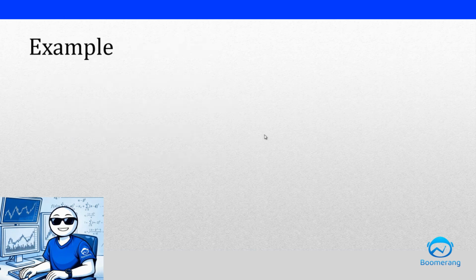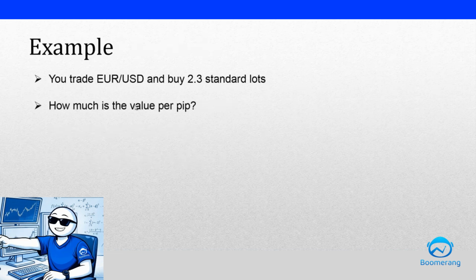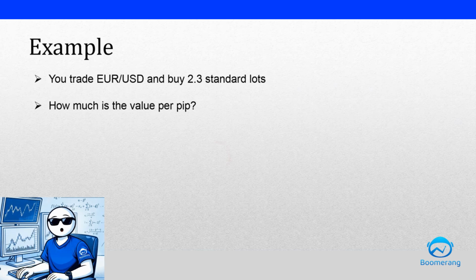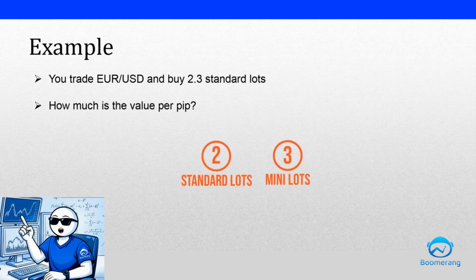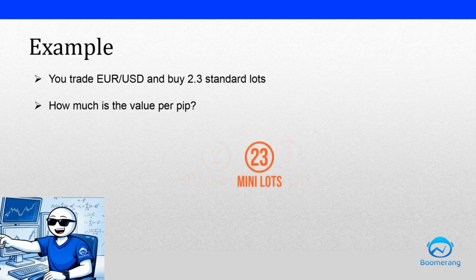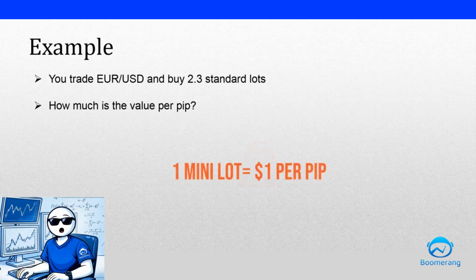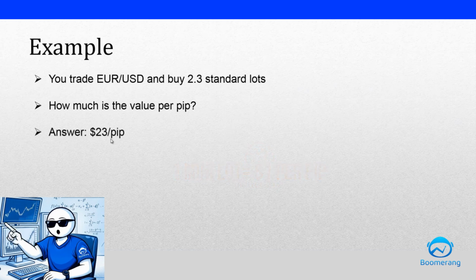So let's have a look at an example. You trade Euro USD and buy 2.3 standard lots. How much is the value per pip? You know that 2.3 standard lots equals 2 standard lots and 3 mini lots. That's one way to look at it. Or you can look at it as 23 mini lots. That is the same thing. Depending on how you want to look at this, let's treat it as 23 mini lots. We know one mini lot is worth $1 per pip. So clearly 23 mini lots means it's $23 per pip, and there you have it.